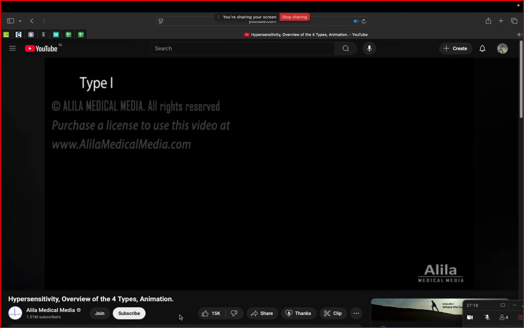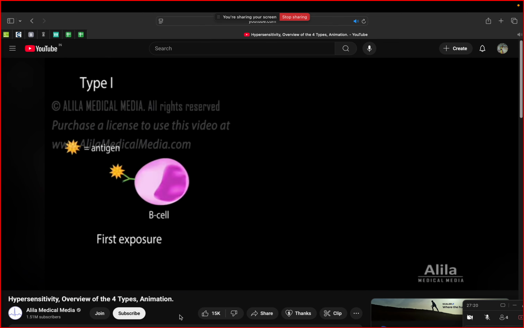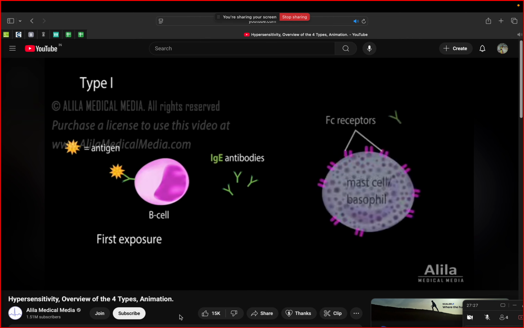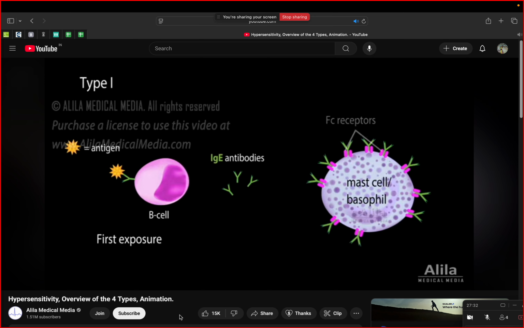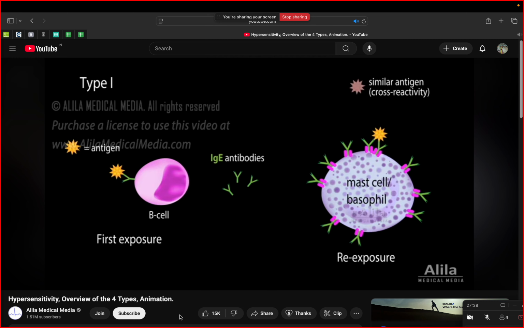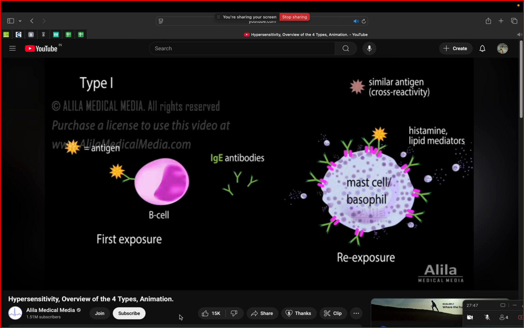In type 1 hypersensitivity, a previous exposure to the antigen results in production of a class of antibodies called IgE. IgE molecules bind to their receptors on the surface of mast cells and basophils. Upon re-exposure to the same antigen, or sometimes a similar antigen, the antigen binds to adjacent IgE molecules, bringing their receptors together, triggering a signaling cascade that induces the release of histamine and other inflammatory chemicals.